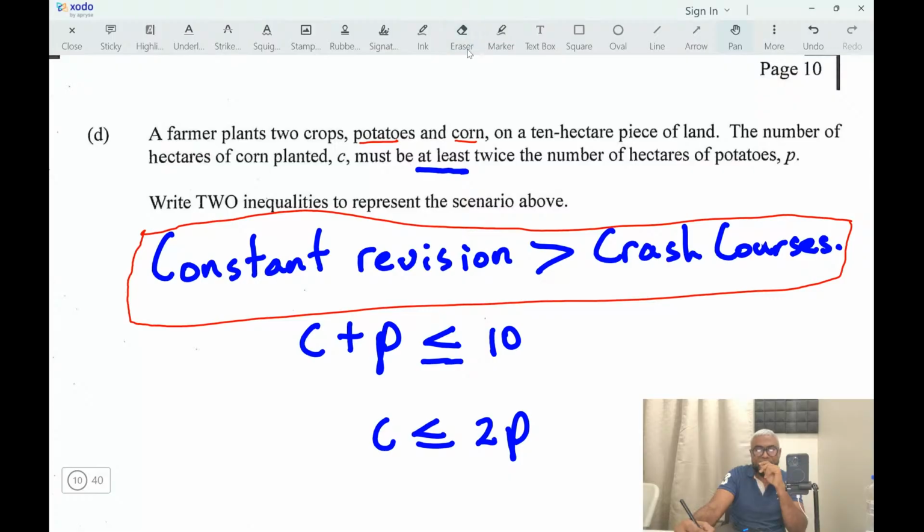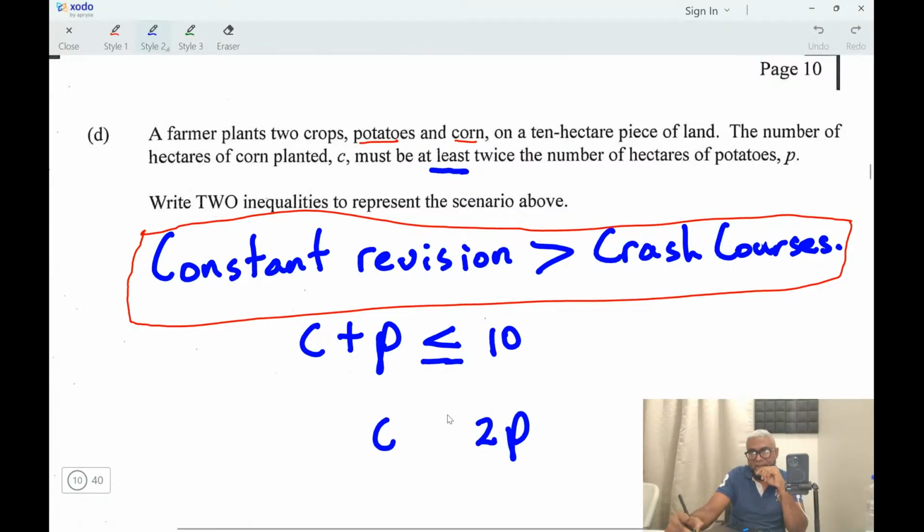If you go to the shop and you're bringing at least 10 Coca-Colas, it means you're bringing 10 or more, my children. Sorry, my mistake. 10 or more. Yes, 5 or more, correct, Andrew, you were correct. So at least means your corn is greater than or equal to 2 times the potatoes.